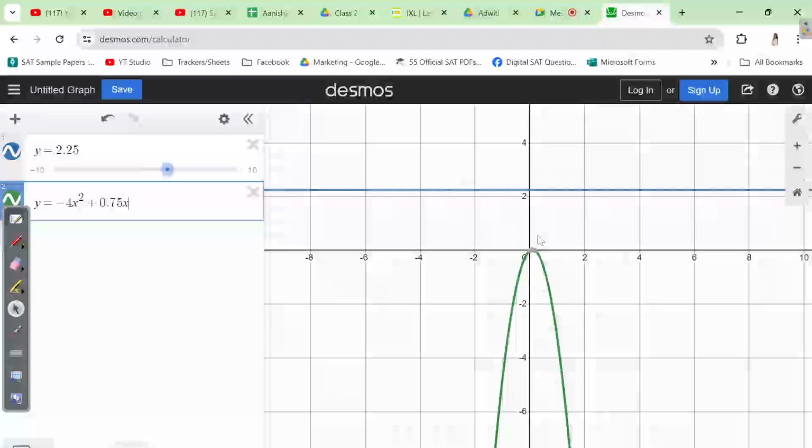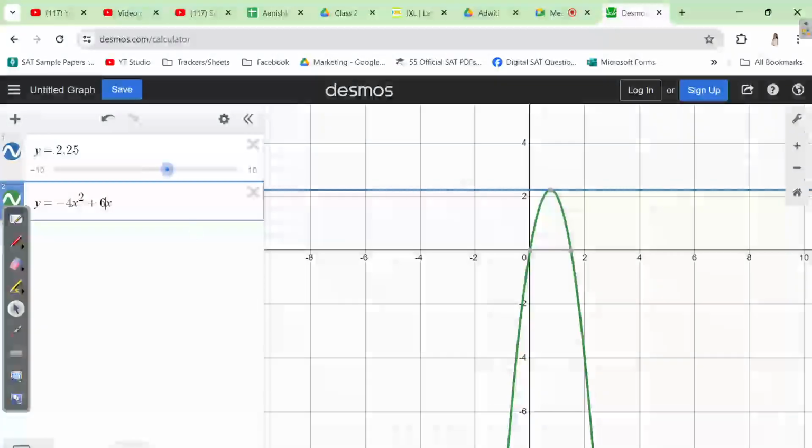Oh, I think I did solve for the answer. You got the point of intersection, right? Yeah. So I think, yeah, this looks like 0.75 and 2 point. That's what I was thinking. You would have solved for the solution.